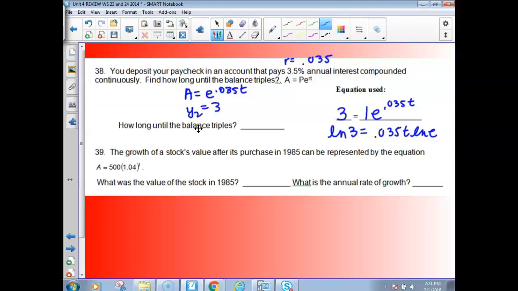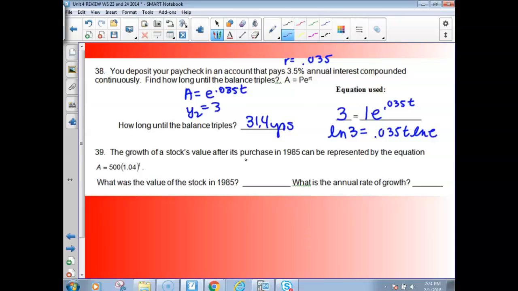Okay, does everybody follow what I'm trying to explain? If it's quadrupling, it'd be 4. So if you're going to solve it algebraically, there's your equation right here, and you're going to solve for the time. So it should have come out to 31.4 years, either way you do it.